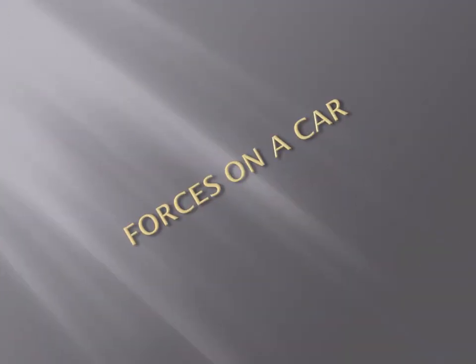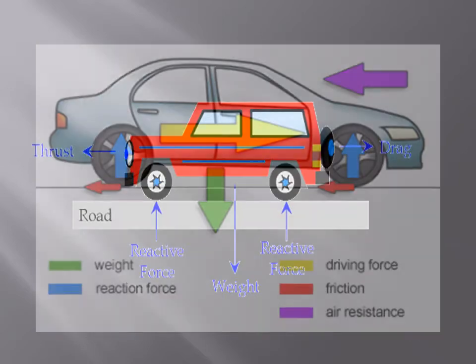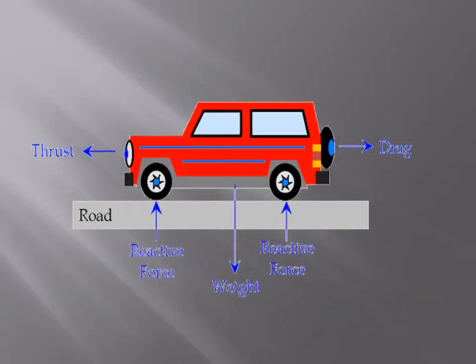Forces on a car. The forces acting on a car are thrust, air resistance, gravity, and friction. Drag is the force of air resistance pushing against the front of the car while it's moving. Thrust is the force pushing the car forward. Thrust comes from the engine turning the wheels.